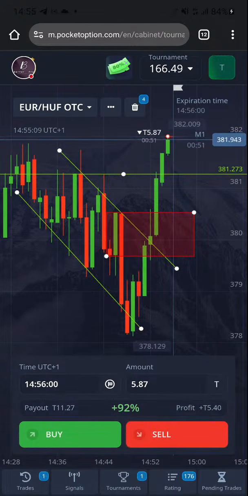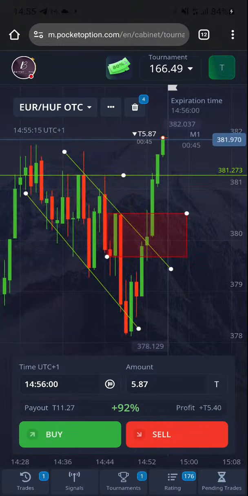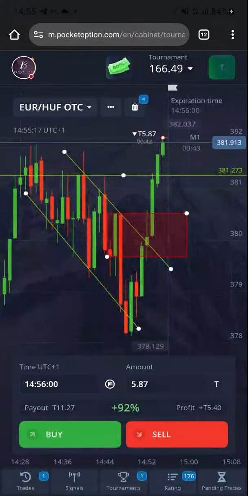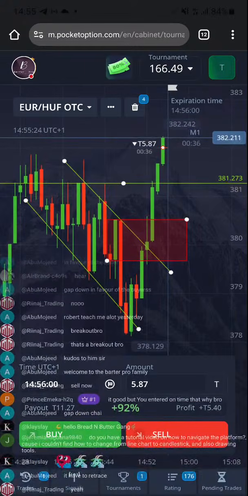Okay, you know what? Let's take this one with small amounts. In case we don't have the red candle, at least it won't affect our balance that much. So we're entering that with small amounts. I'm expecting a pullback, but if it doesn't pull back, it's fine.